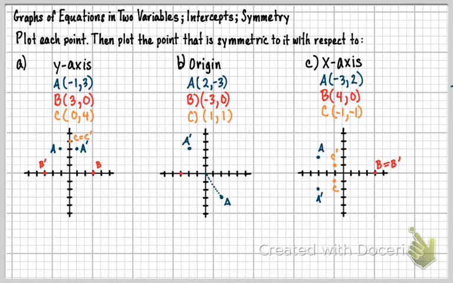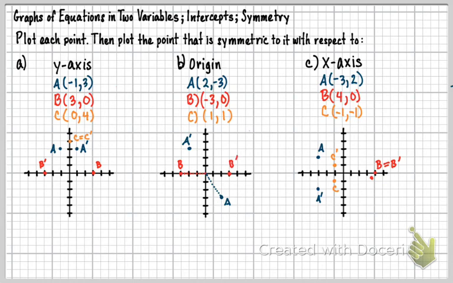Now again, we're shooting through the origin. So we're there. So we need this distance, but on the other side. So that would be 3, 0. So this would be B here, and this would be B prime.